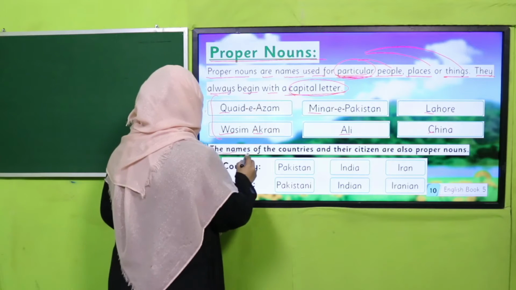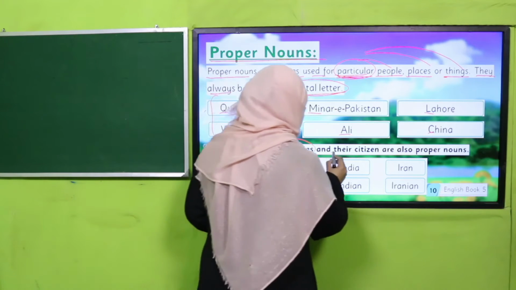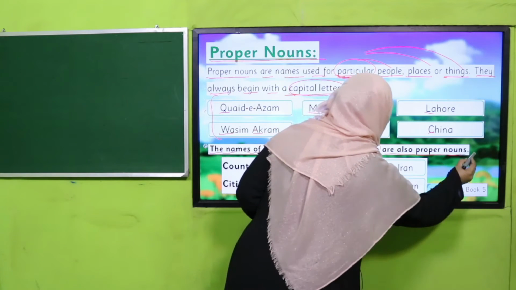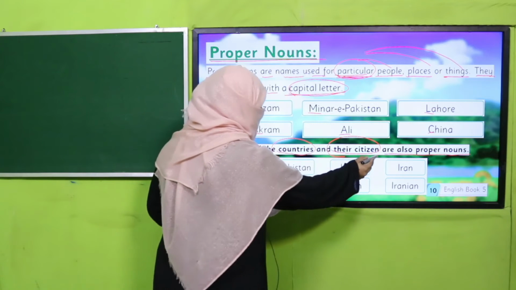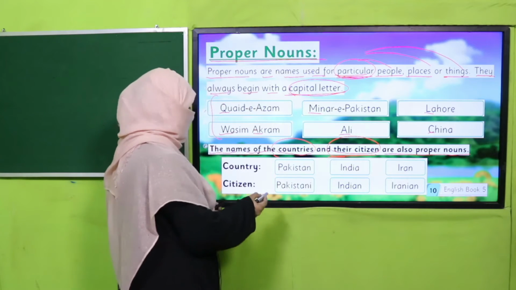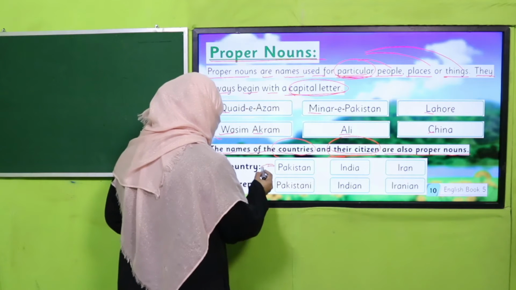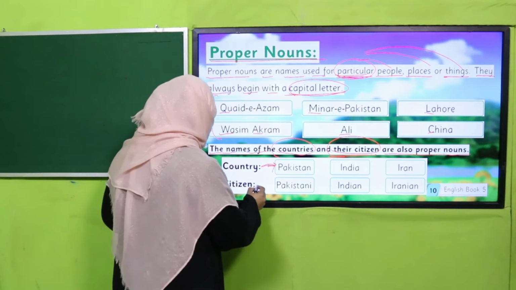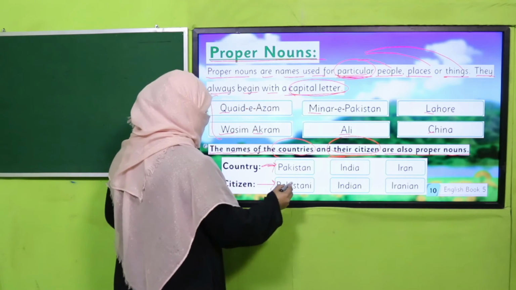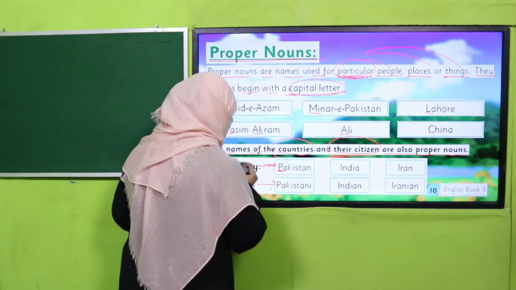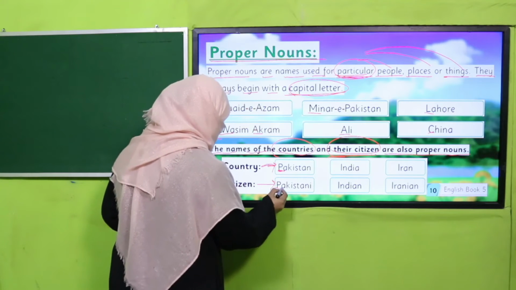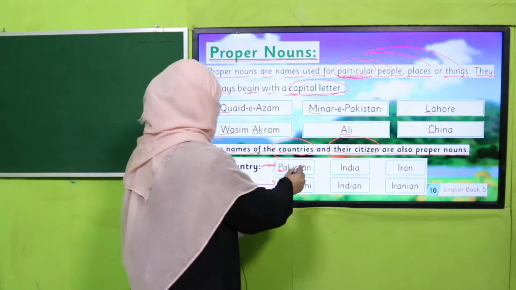So the names of the countries and their citizens are also proper nouns. And what does citizen mean? The person who lives in that particular country. For example, Pakistan, name of a country, and the people who live in Pakistan are called Pakistani. So Pakistan, a proper noun written with capital P, and Pakistani also written with capital P.